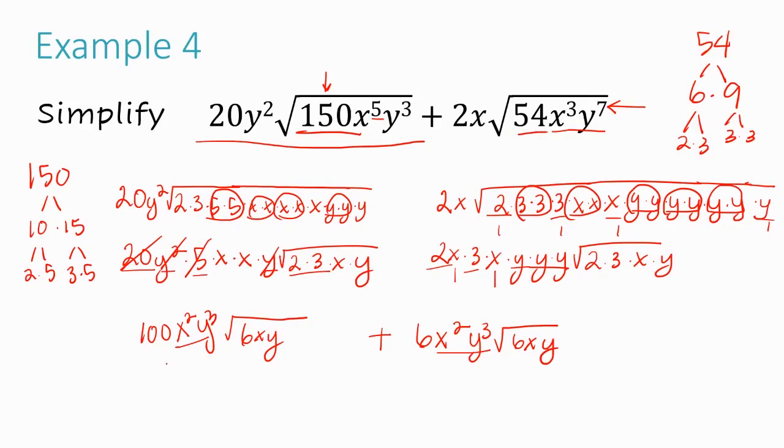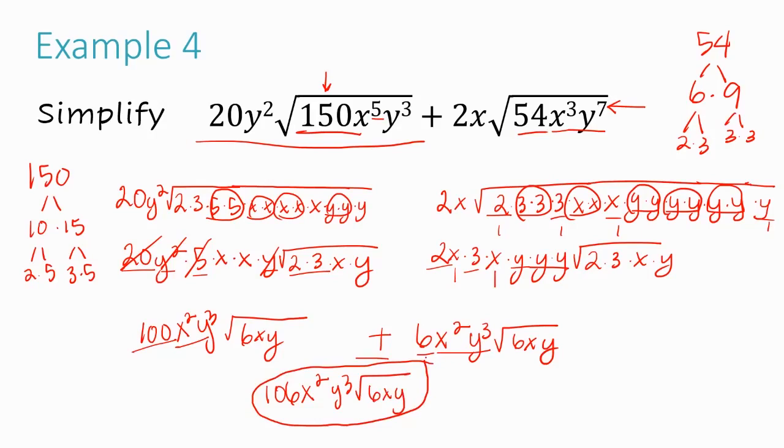So I got 100, and then plus, that comes from this, 6. What does that equal? 106. Then everything after my whole numbers remains the same. So x squared, y to the third, square root 6xy. 106 x squared y to the third square root 6xy is my answer to example number 4.